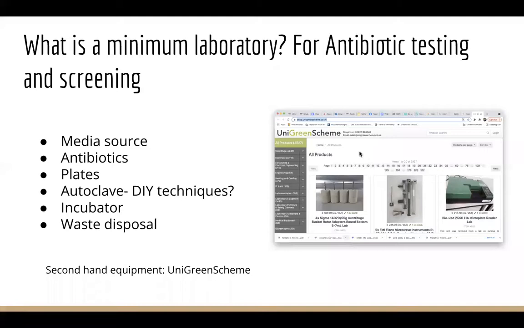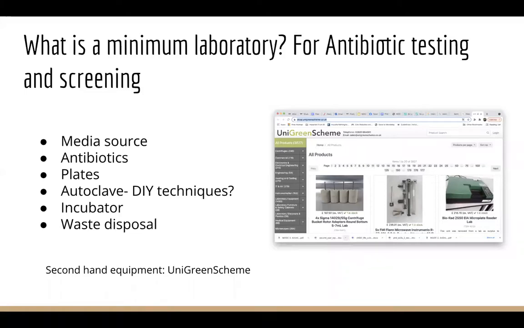To do this, I thought it would be nice to look at what a minimum laboratory is for doing AMR screening and testing, or indeed for the isolation of microbes and seeing what microbe it is to start with. So we need media, antibiotics, plates that can hold the bacteria and the agar, and we need an autoclave, an incubator, and waste disposal. And of course we need people.